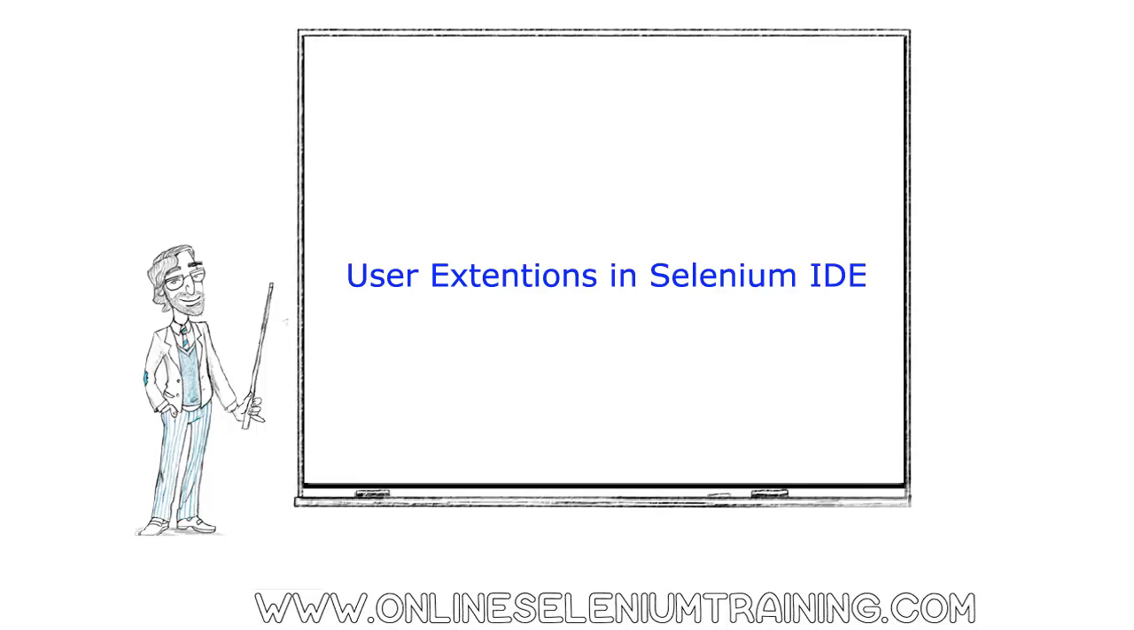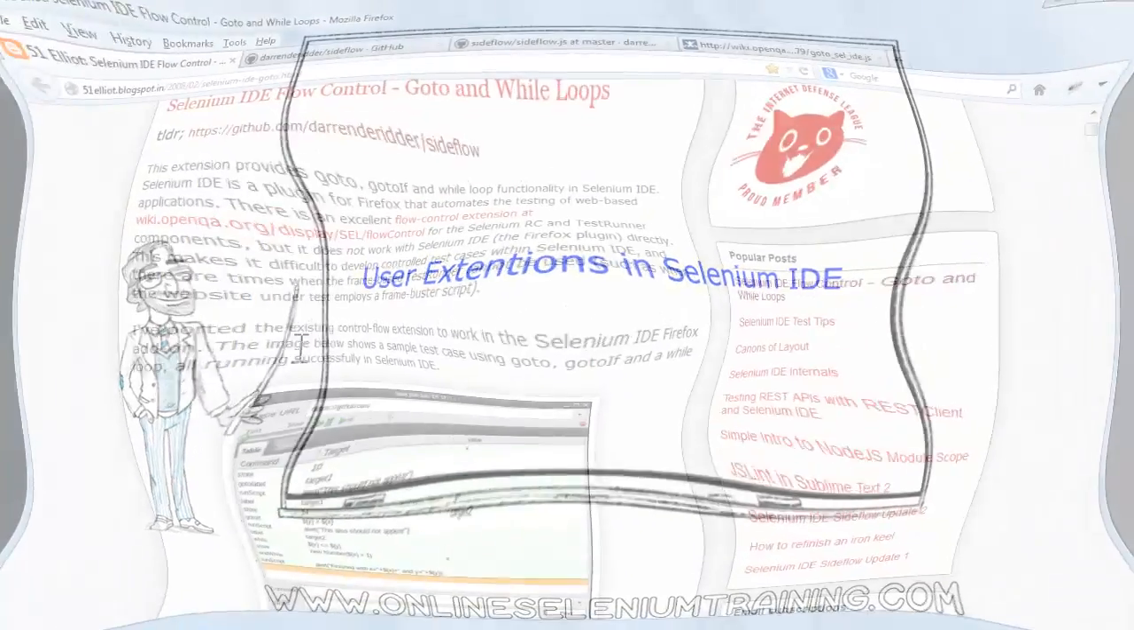In this training, we are going to add a user extension made by some programmer. He has made functions for Goto and while loops for Selenium IDE. This extension provides Goto, Goto if, and while loop functionality in Selenium IDE. Selenium IDE is a plugin for Firefox that automates the testing of web-based applications.